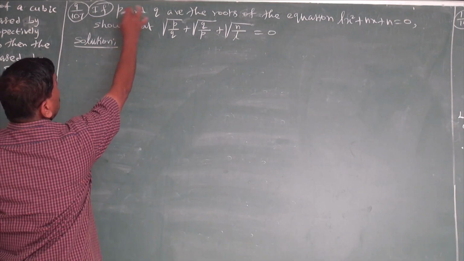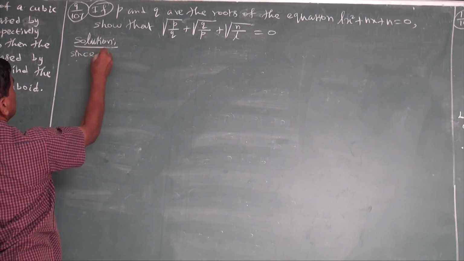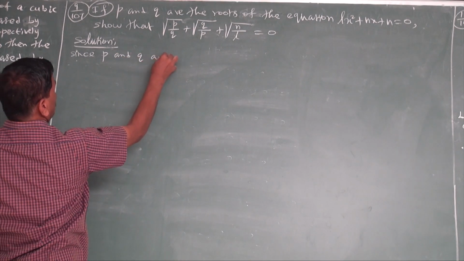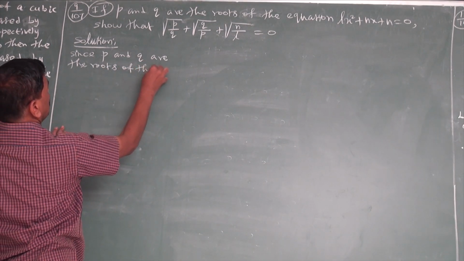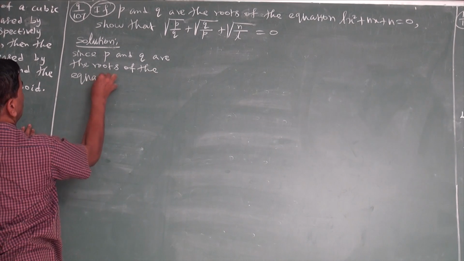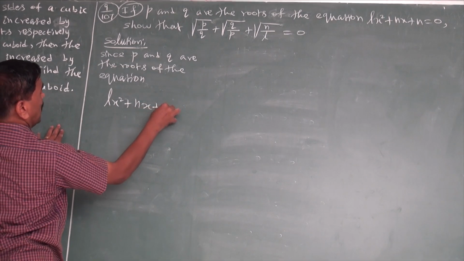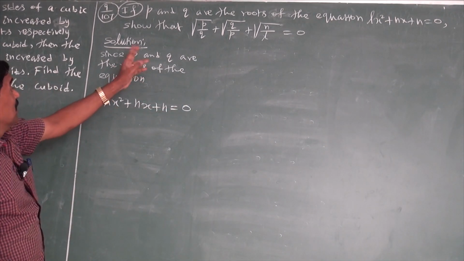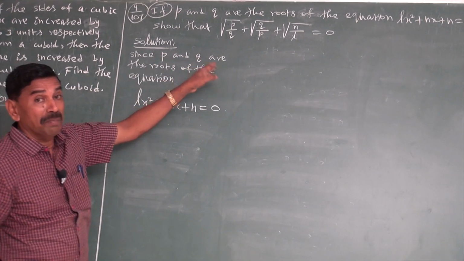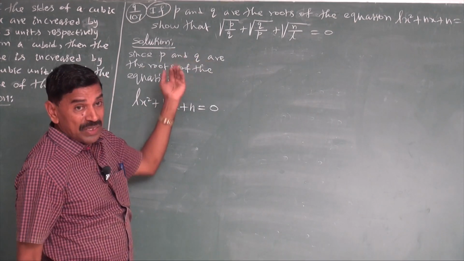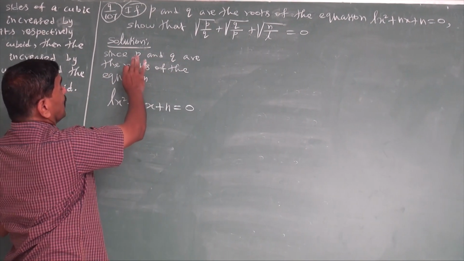Now solution. Since p and q are the roots of the equation lx square plus nx plus n is equal to 0. Okay, now see, if alpha and beta are the roots of the equation, then the sum of the roots alpha plus beta is equal to minus b by a. Product of the roots alpha beta is equal to c by a. Likewise, instead of alpha beta, there exist p and q. It is the same idea, only the variables differ.